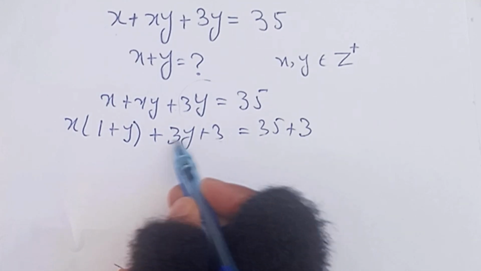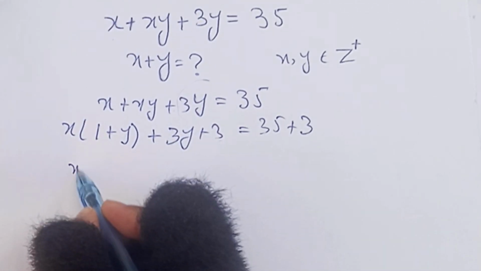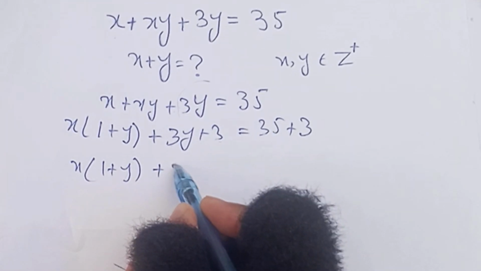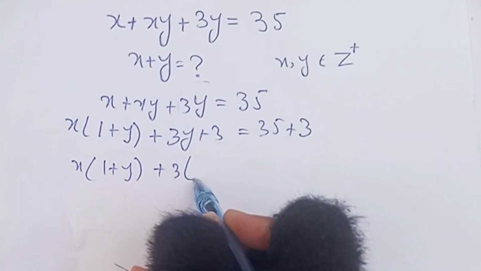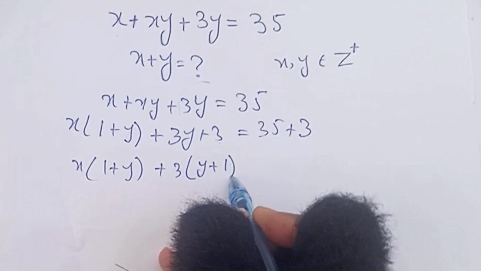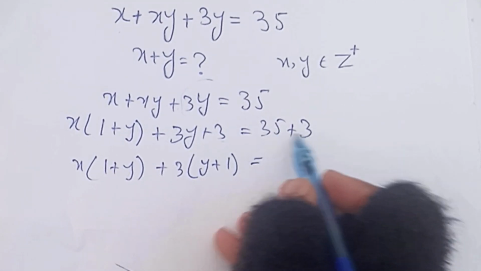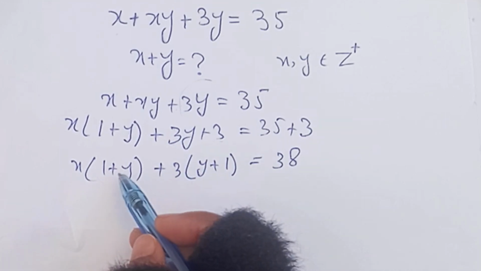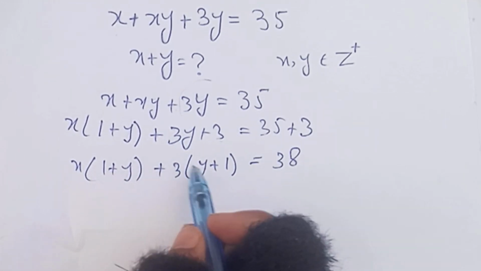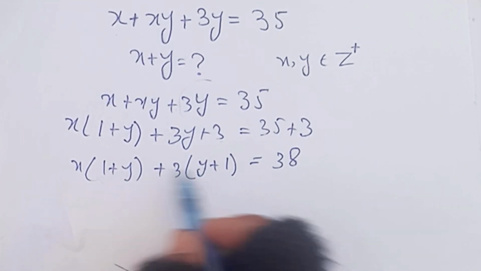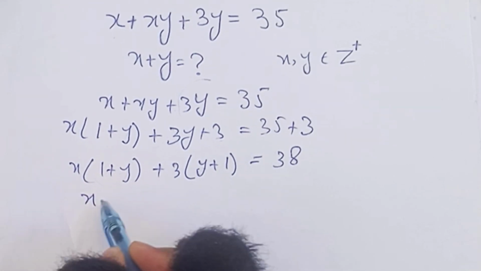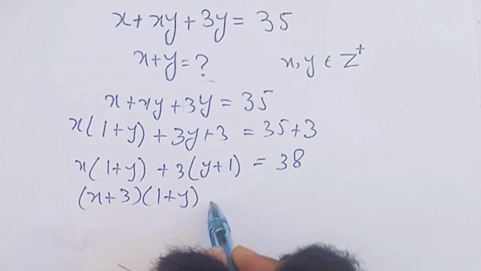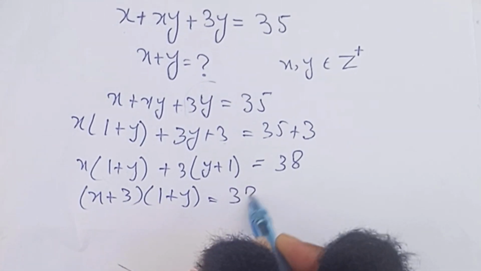Now look at this 3 involved in these two terms. So this is how we copy the first term. If we factor out 3, then the remaining value is y plus 1. It's equal to 35 plus 3, which is 38. Now look at the left hand side, 1 plus y is involved in these two terms. And so we can write this as x plus 3 multiplied by 1 plus y, it's equal to 38.